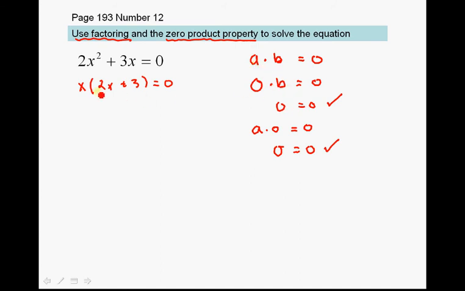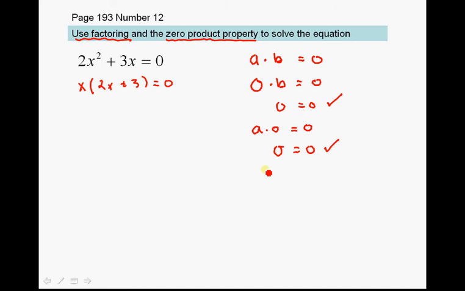So then we come over here and say, okay, we've got a factor of x, and we've got this other factor. Right now it's in parentheses, but the whole factor is 2x plus 3. This is glommed together with the parentheses, so you have to treat it as a single unit. So that is its own factor. We have two factors: x and 2x plus 3.